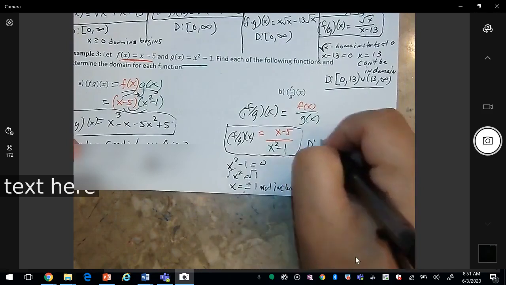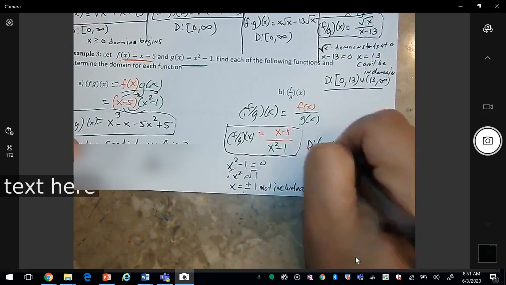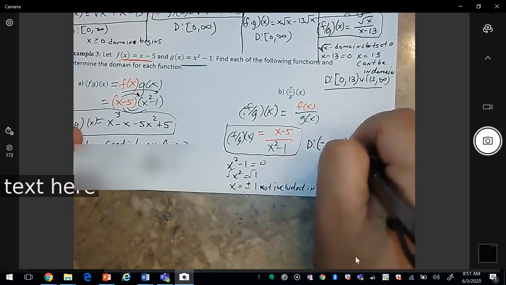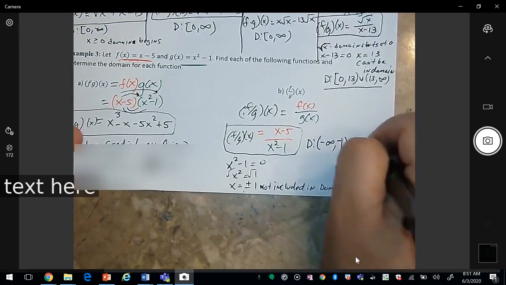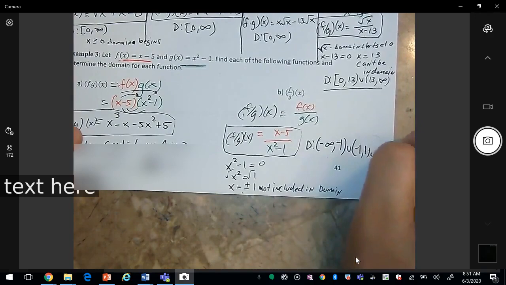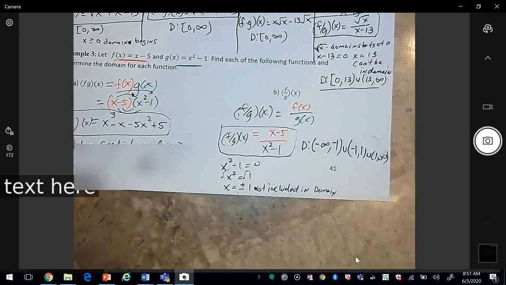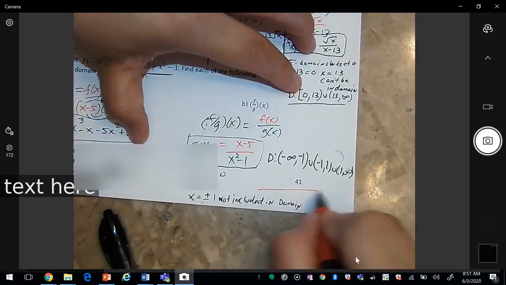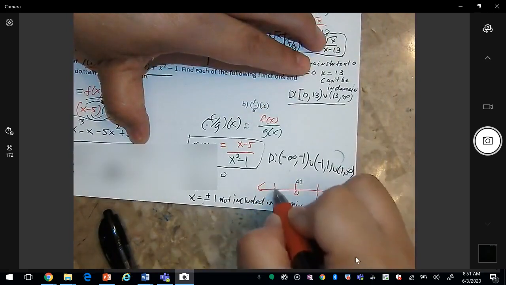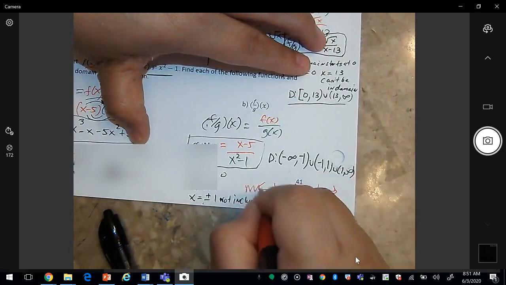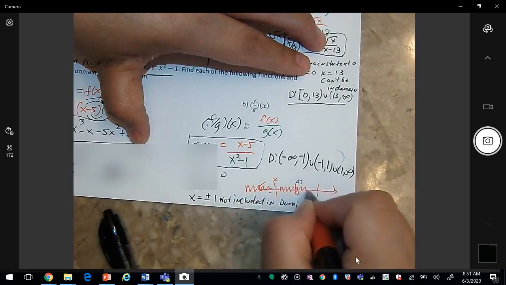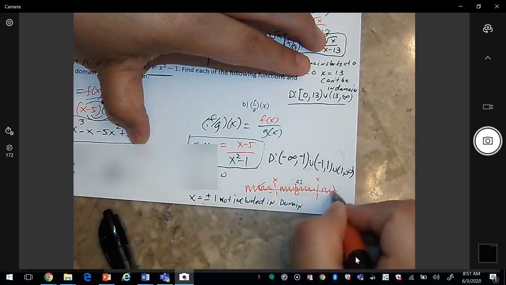So my domain will go from negative infinity all the way to negative 1. Then it starts at negative 1 to positive 1. Then it goes from 1 to infinity. Okay, and you can see that on the number line. We're including all of these except for negative 1. Then we start here, except for 1, and then we go on.